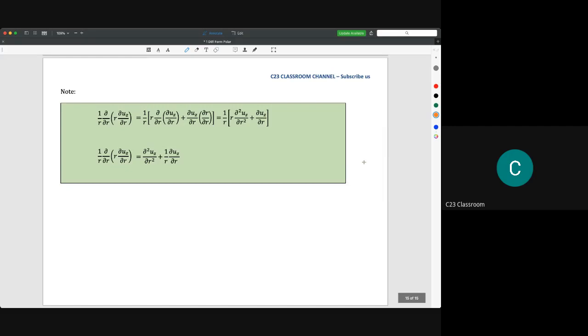And this is a note, because in many textbooks they will give you a few different terms. Sometimes they will give you this term, and sometimes they will give you this one. Actually both represent the same thing, because if you expand this one, as I show here, and then rewrite it by cancelling the value of r here, you will get this term.